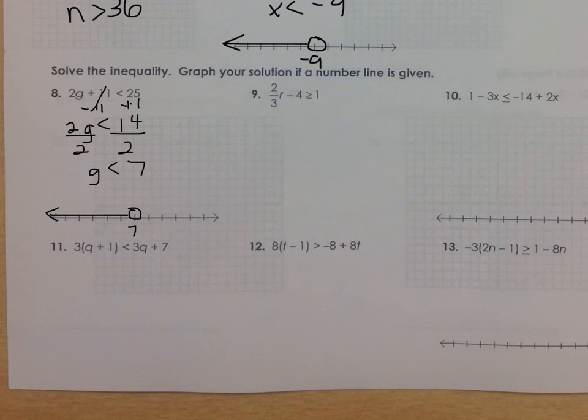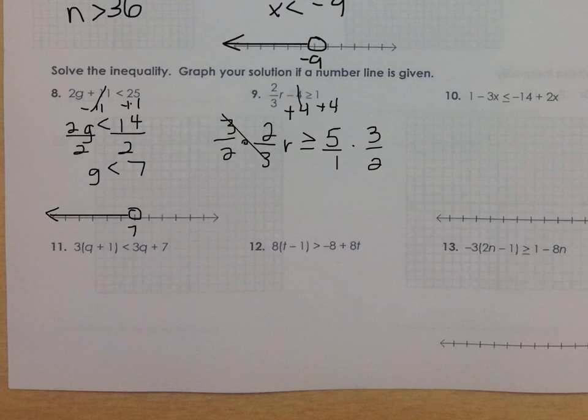Number 9, I would start by adding 4. So that would give me 2/3 r is greater than or equal to 5. And then I would times by the reciprocal to get rid of the fraction. If you do it to one side, you have to do it to the other. So I would get r is greater than or equal to 15 halves, or 7.5.